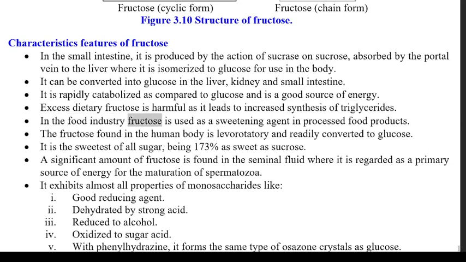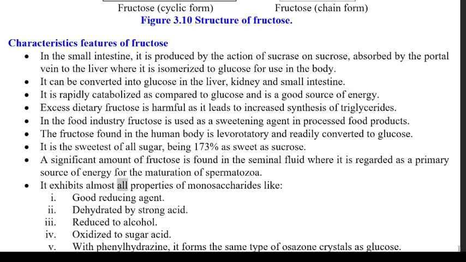In the food industry, fructose is used as a sweetening agent in processed food products. The fructose found in the human body is levorotatory and readily converted to glucose. It is the sweetest of all sugars, being 173% as sweet as sucrose. A significant amount of fructose is found in the seminal fluid, where it is regarded as a primary source of energy for the maturation of spermatozoa.